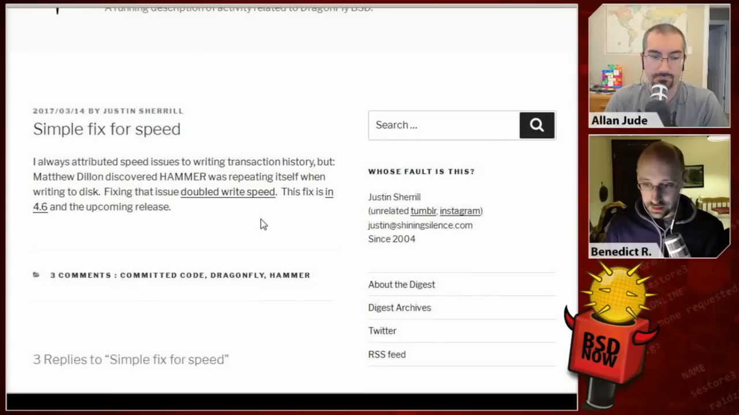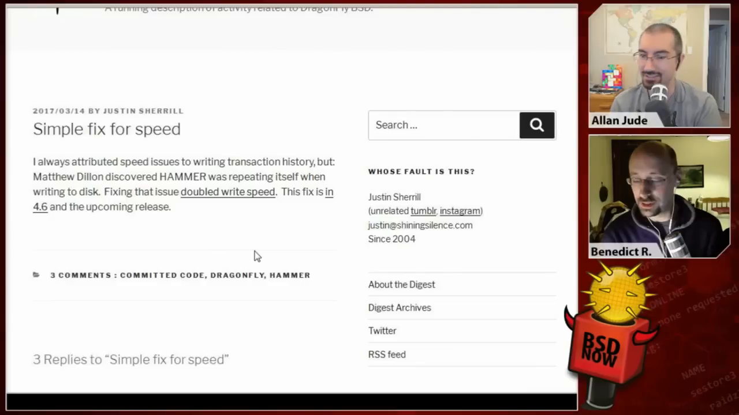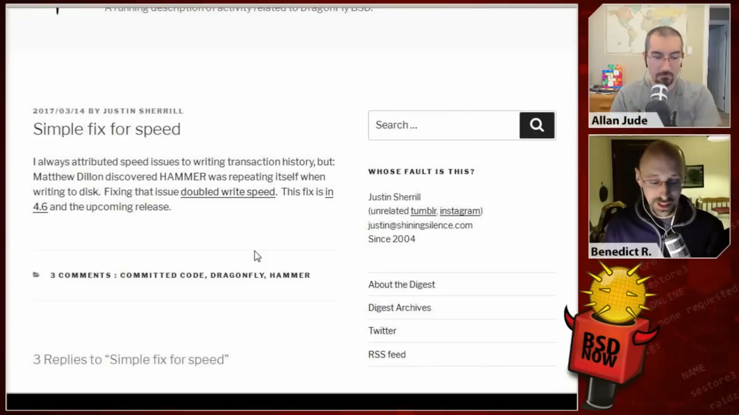So apparently there's a simple fix for Hammer speed. Apparently Matthew Dillon found that Hammer wrote things twice. It would write out 32K of data when I/O happened, then write it out again over top of it. And so when he fixed that, Hammer now writes data twice as fast. Simple fixes like that make a huge impact.